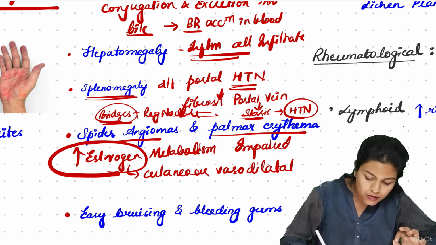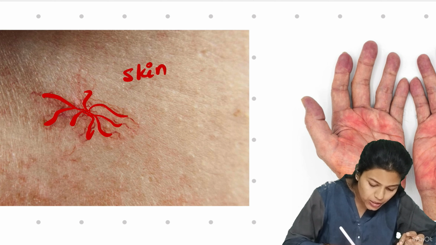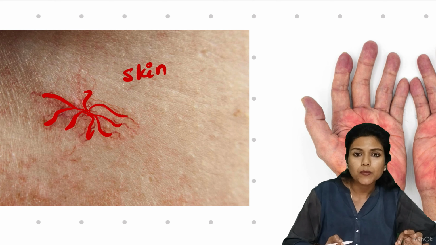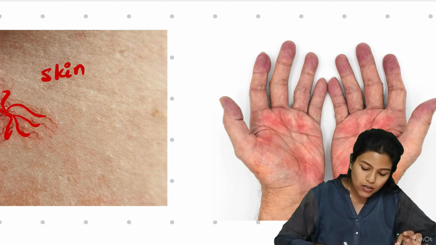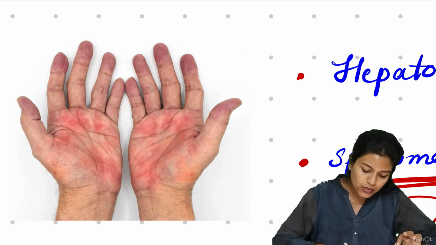So here in the skin, grossly you can see these are the dilated blood vessels in the skin which take the shape of a spider. So these are called spider angiomas. And also in the palms there is erythema of the palms. So palmar erythema and spider angiomas are because of impaired estrogen metabolism. So increase in estrogen will cause these symptoms.